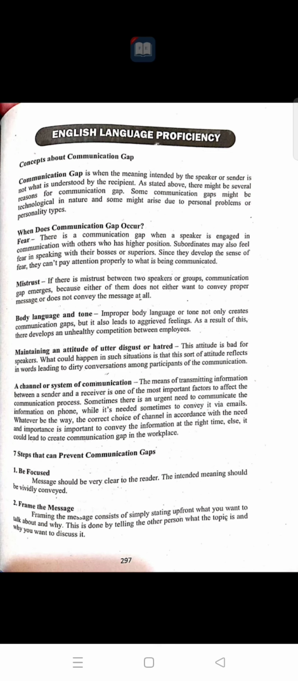The moment kasi that you are emotionally unstable, meron kang anxiety, parang ganun, you will not receive the wholesome message or yung kabuuan ng information na sinasabi sa'yo.